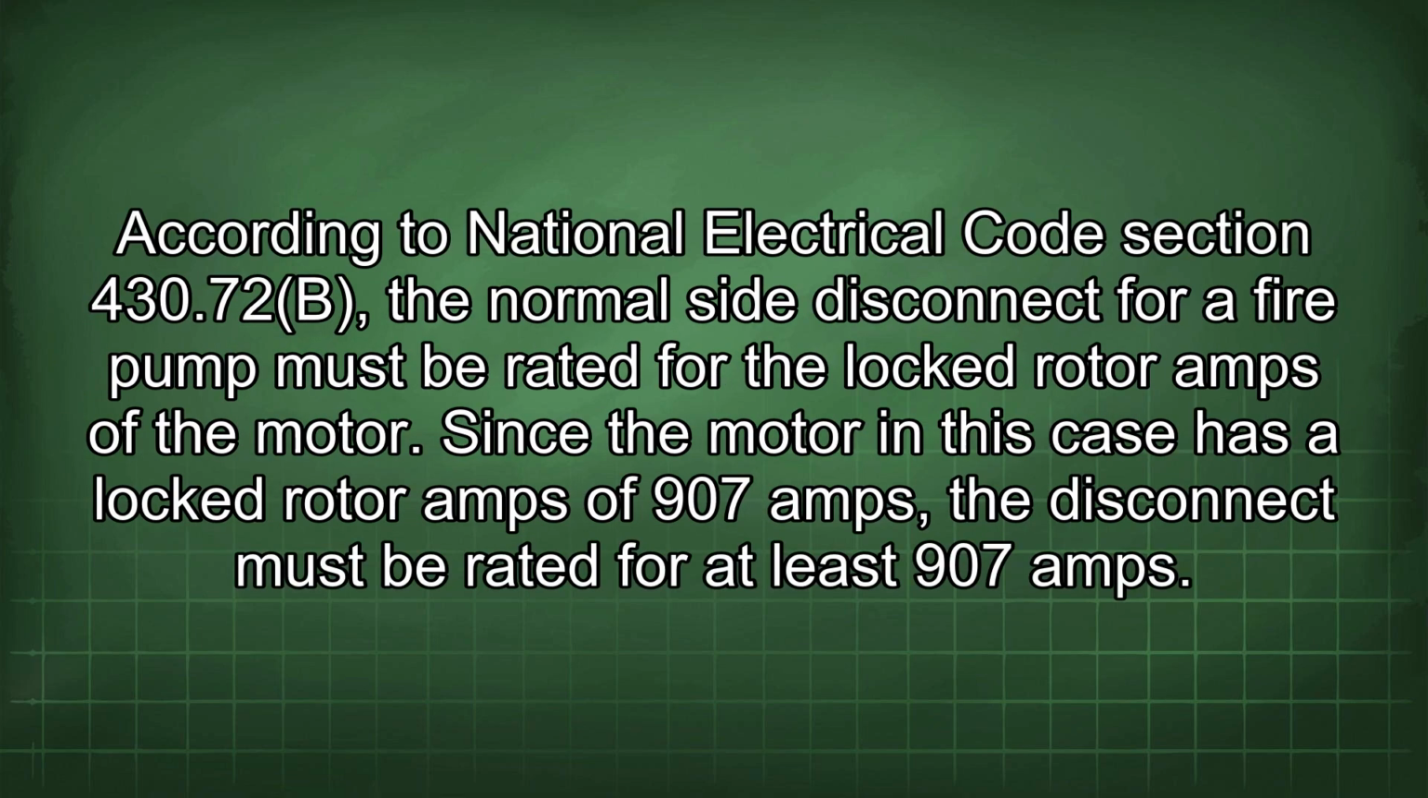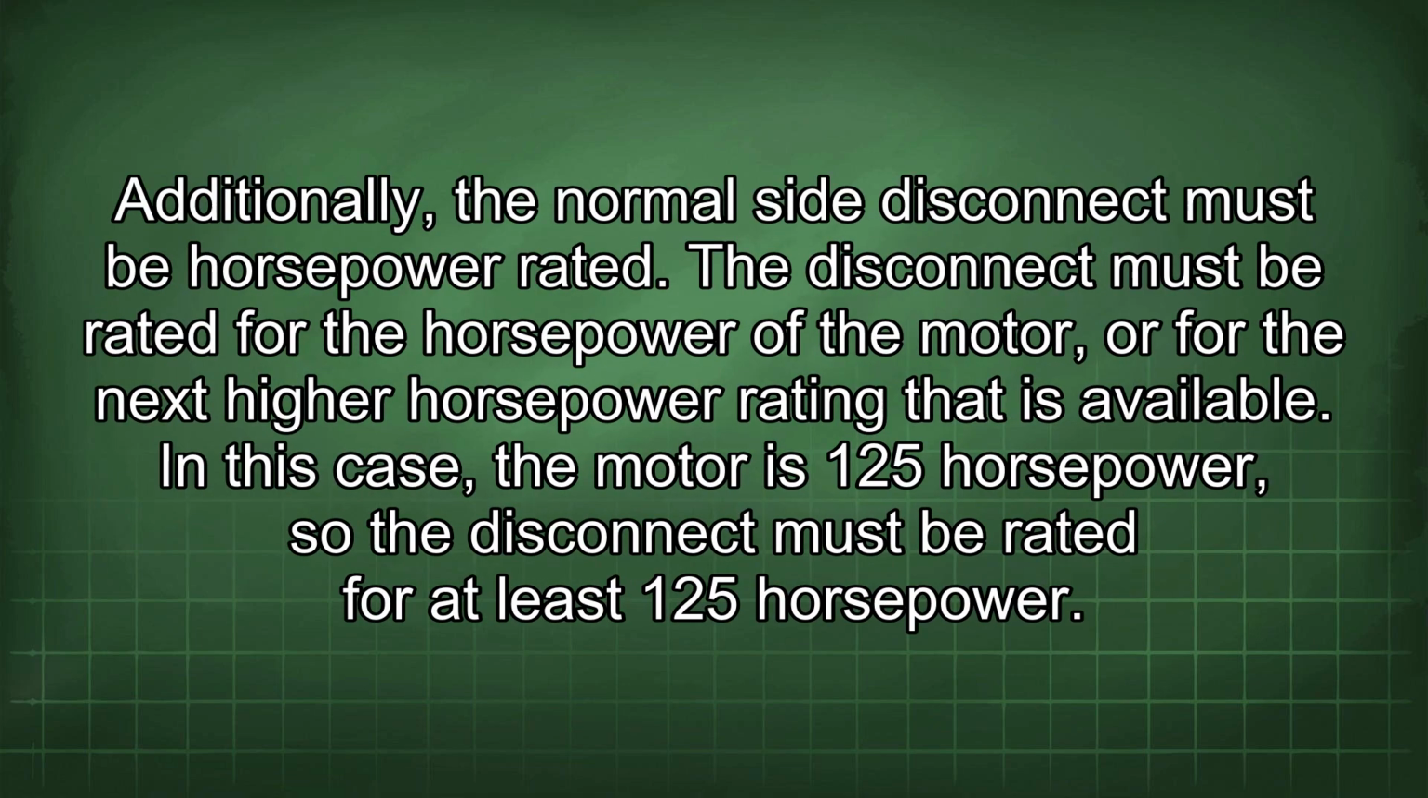According to National Electrical Code Section 430.72(B), the normal side disconnect for a fire pump must be rated for the locked rotor amps of the motor. Since the motor in this case has a locked rotor amps of 907 amps, the disconnect must be rated for at least 907 amps. Additionally, the normal side disconnect must be horsepower rated.